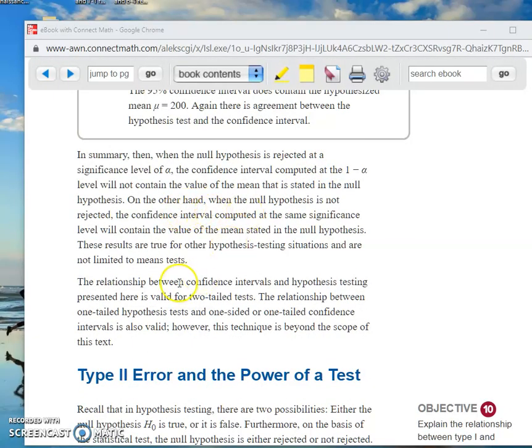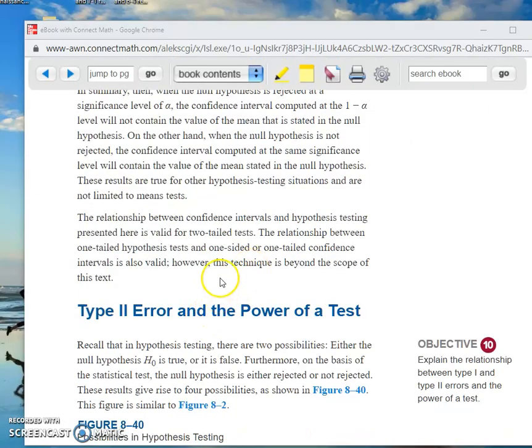And then what he's also saying is, hey, this really only works for us for the two-tailed test. This relationship can exist, and you can figure this out. However, it's a little bit beyond the scope of this text.